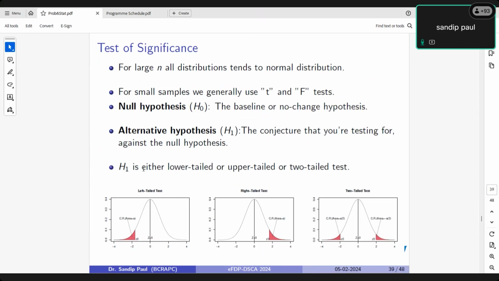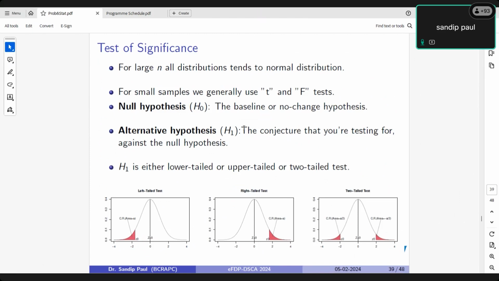There are different steps to check the hypothesis. First of all, we have to decide the null hypothesis, that means the claim given by the company or whatever we want to check. It is the null hypothesis. The alternative hypothesis is the conjecture or the contrast to the given null hypothesis.